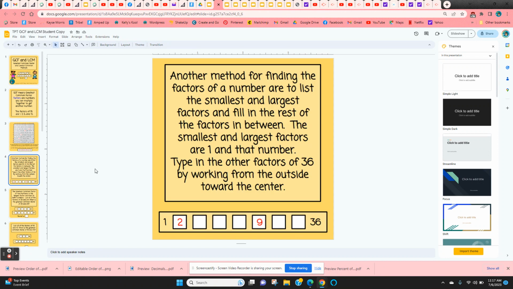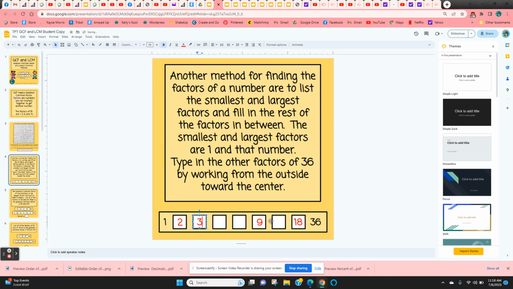So another way to find the factors of a number is to list the smallest and the largest factors. Well, it's always going to be 1 and that number. And then you just move from the outside toward the center, finding all the other factors. So for example, here we have 1 and 36 for the factors of 36. It would be 2 and 18, so they type in 18.